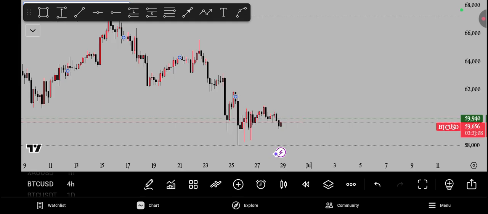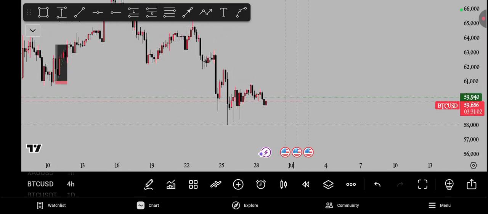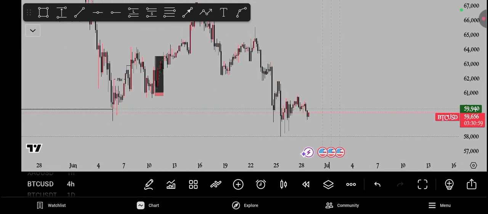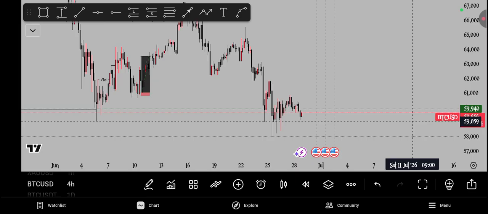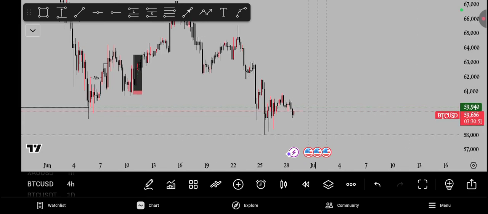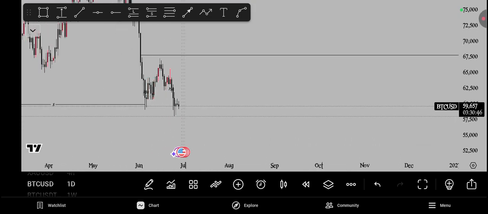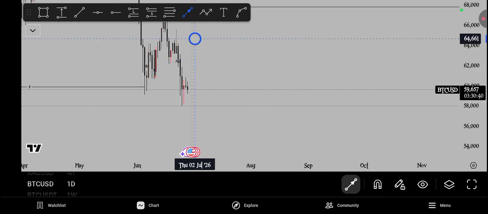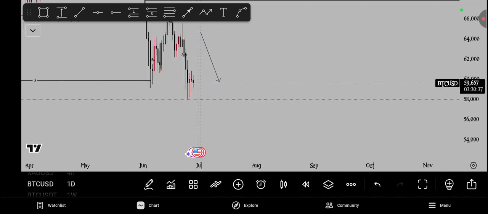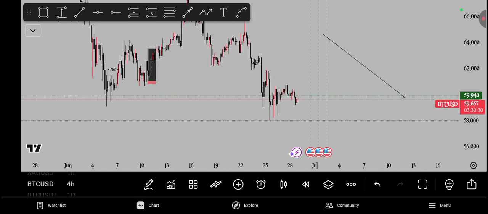Going to BTC USD. BTC USD is essentially the same thing. From the daily time frame, you can see the recent price action was bearish. So go forward to get our structure. And as you can see, that's what was playing out.